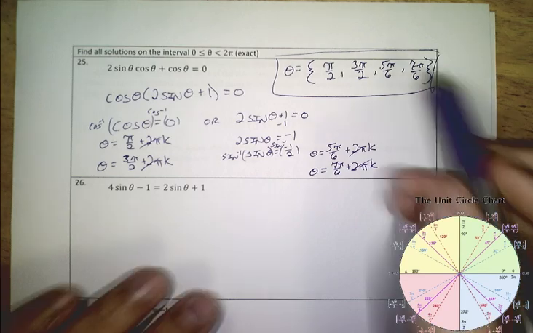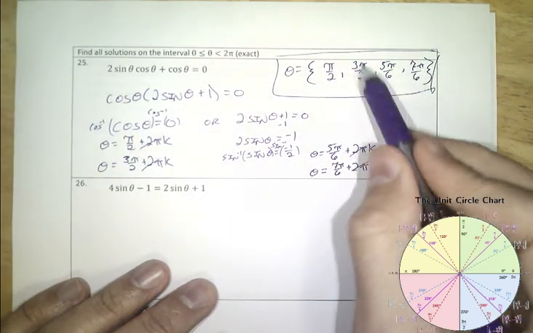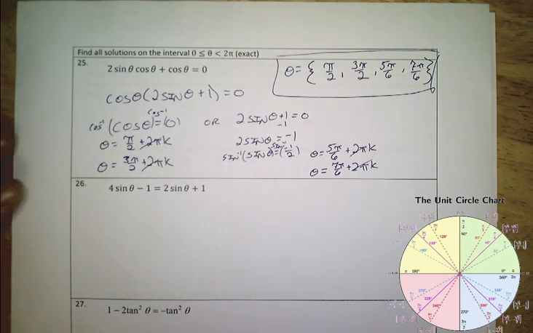If I wanted to be very proper, I'd put them in numerical order. I would do pi over 2, then 5 pi over 6, 7 pi over 6, and 3 pi over 2. But I'm not really worried about that.